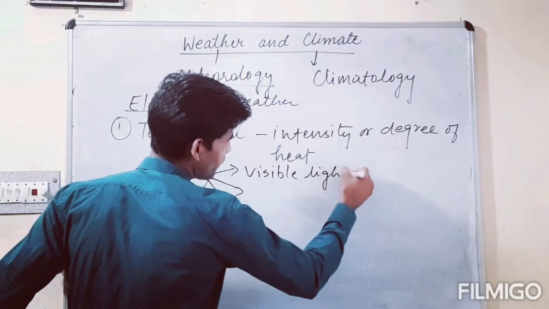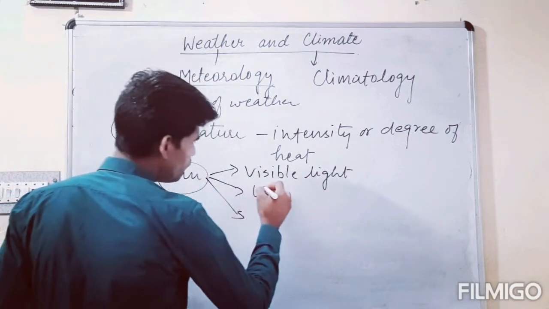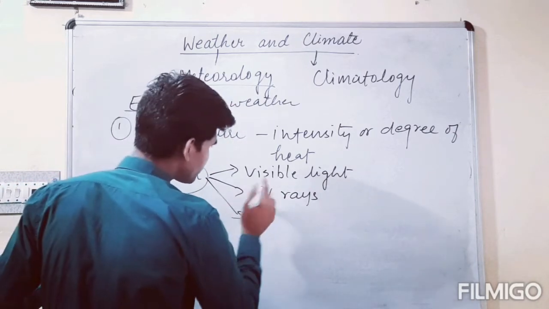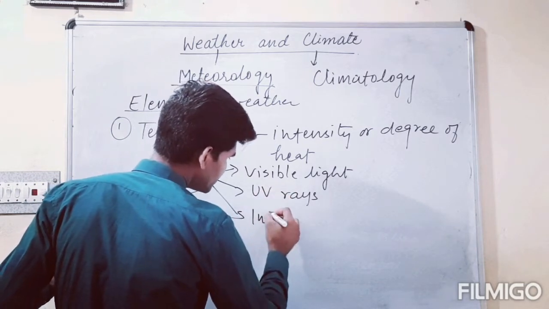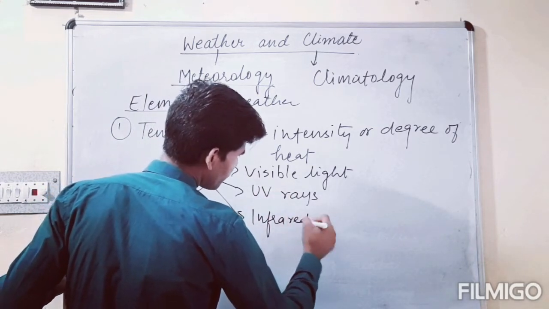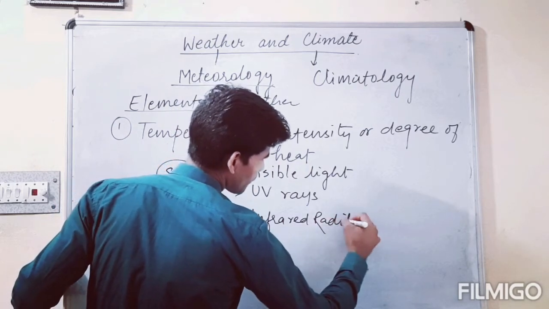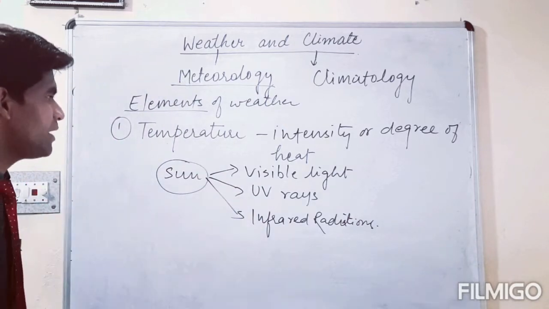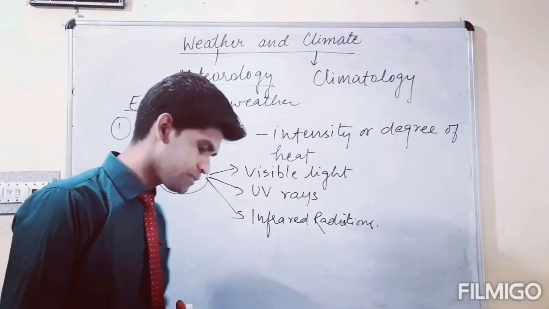Visible light it is providing to us. The second is the ultraviolet radiations, the UV rays. And the third one is infrared radiations. So the sun will provide basically three types of rays to the earth's surface.